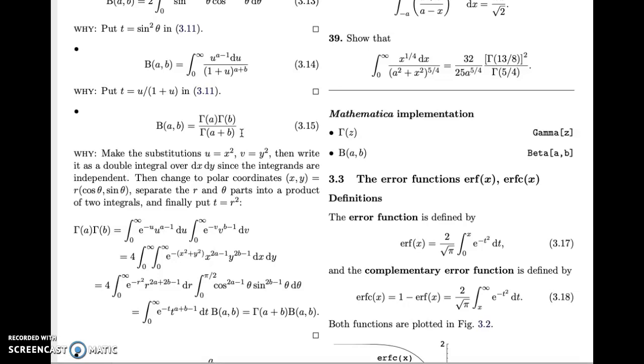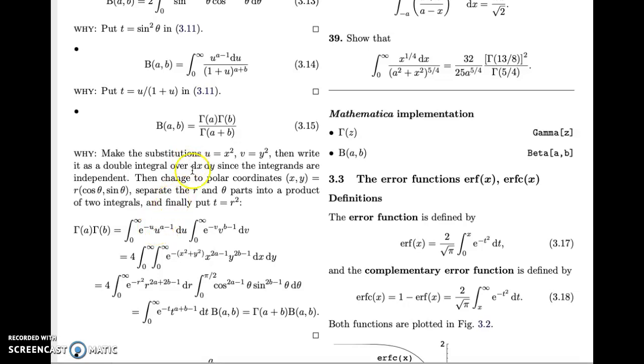The proof is rather similar to the proof of the integral of a Gaussian, e to the minus x squared, as you'll see if you've seen that proof before. So make the substitution u equals x squared and v equals y squared. Okay, I should have said make the substitution, as you can see, into gamma functions.